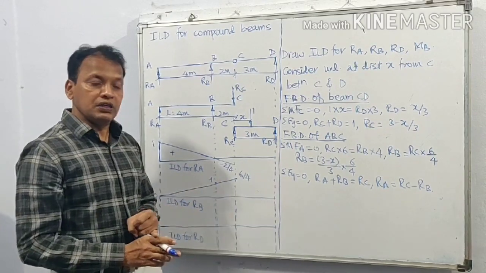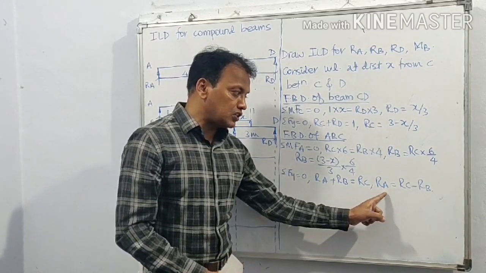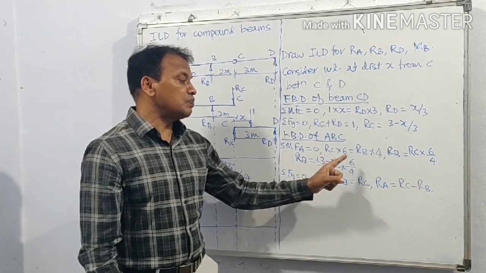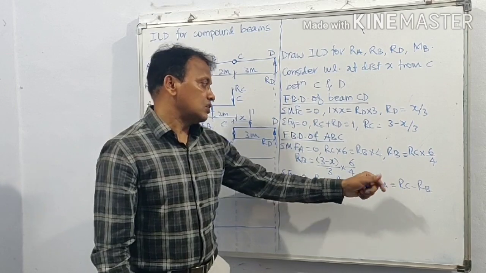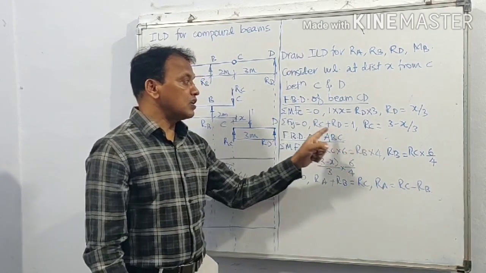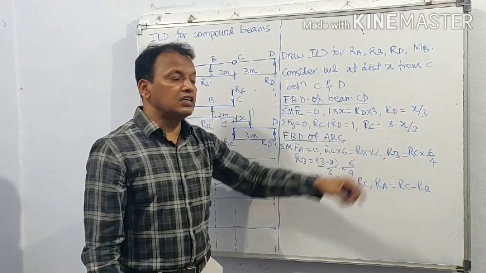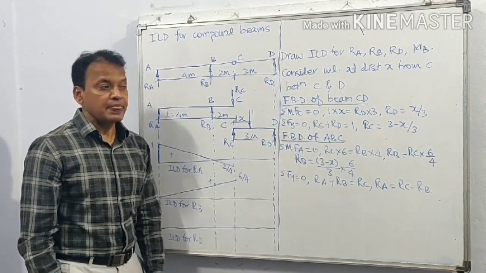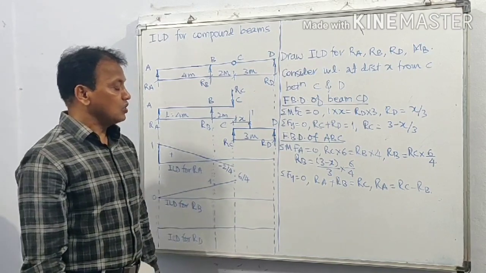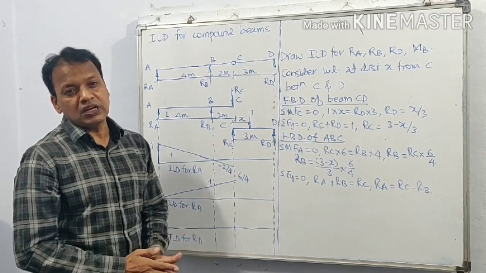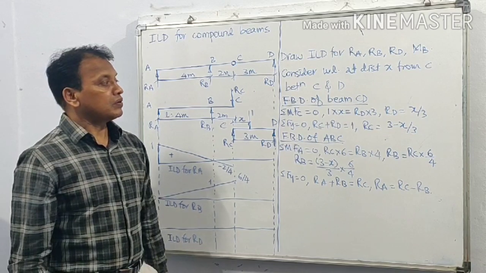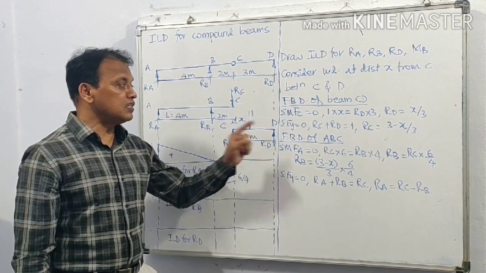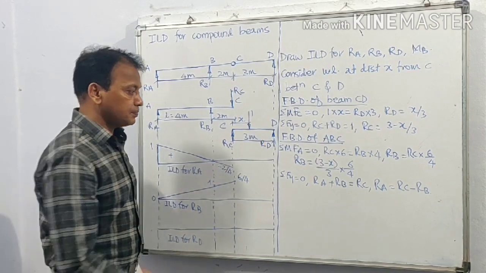So we have prepared generalized equations for reaction at A, reaction at B, reaction at C, and reaction at D for various positions of unit load between C and D. So these are generalized equations. Now, using these generalized equations, let us find the reactions at A, B, C and D when the unit load is at C and when it is at D.